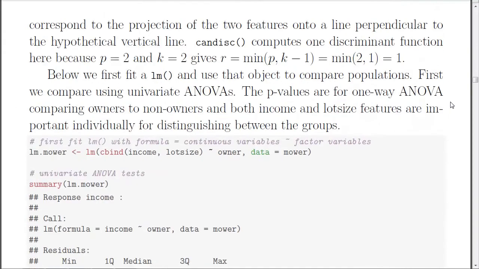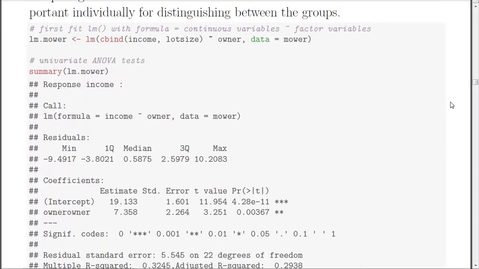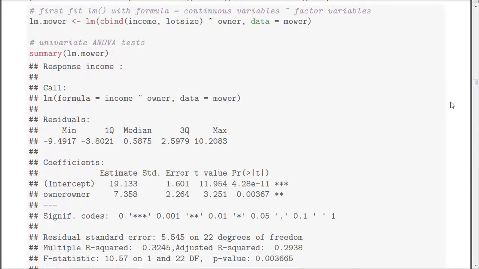All right. So again, we're in a situation where we've got two features and two groups, so we know we only have one function, or one canonical direction, that we're going to estimate. I'm fitting a linear model just to do an analysis of variance test on the individual features.